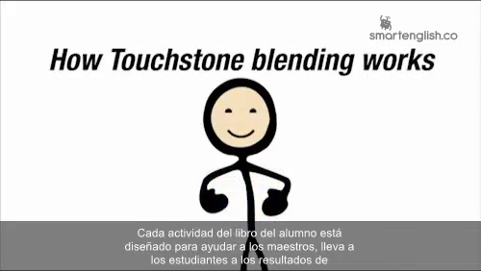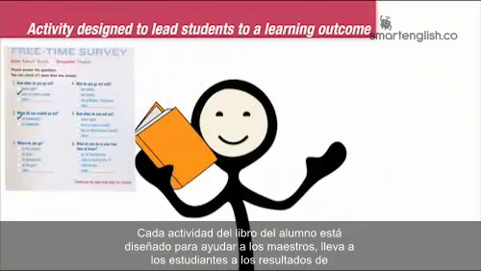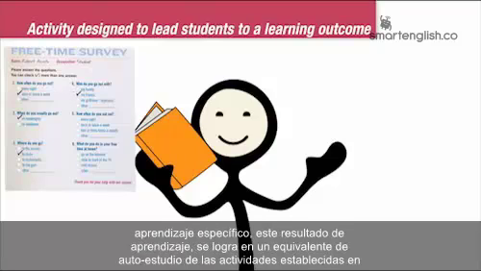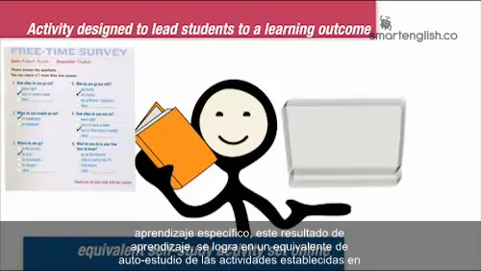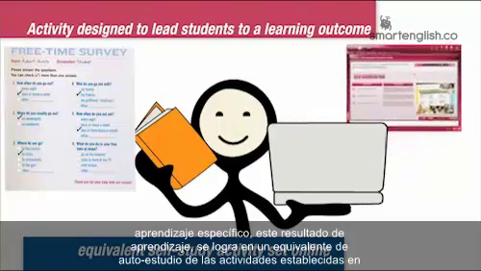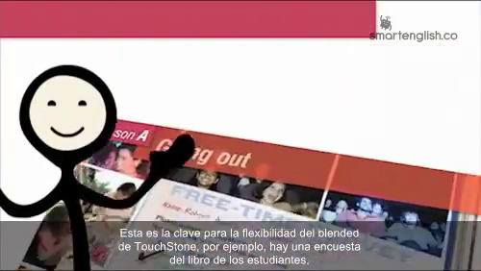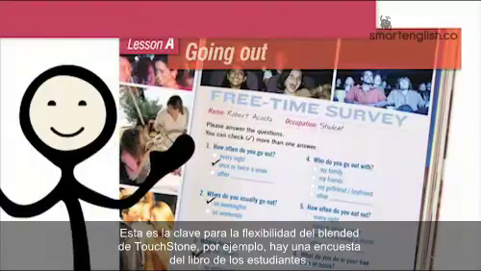Each activity from the student's book is designed to help teachers lead students to a specific learning outcome. This same learning outcome is achieved in an equivalent self-study activity set online. This is the key to the flexibility of Touchstone Blended. For example, here is a survey from the student's book.